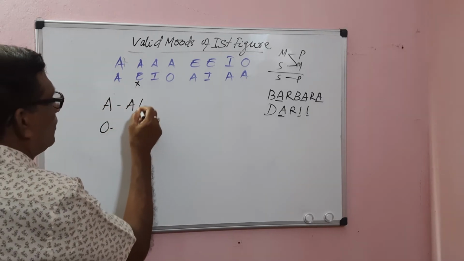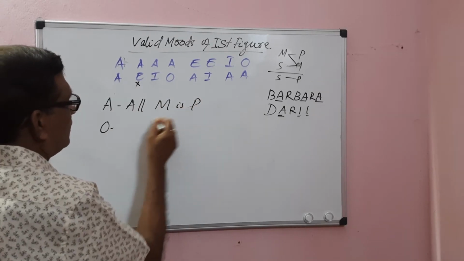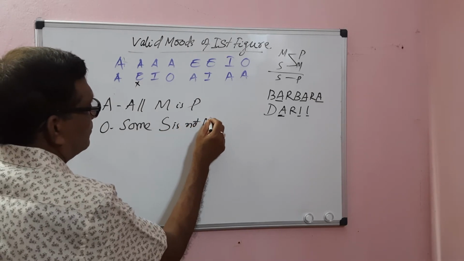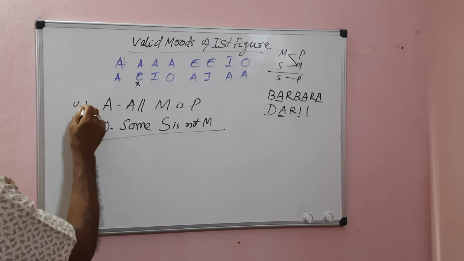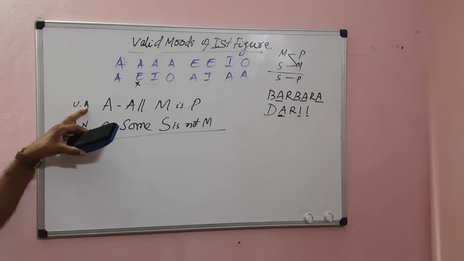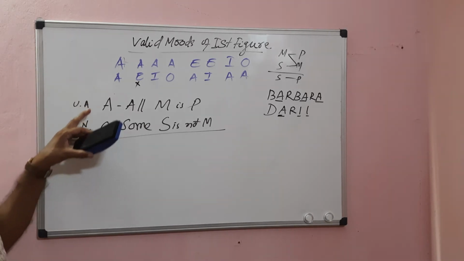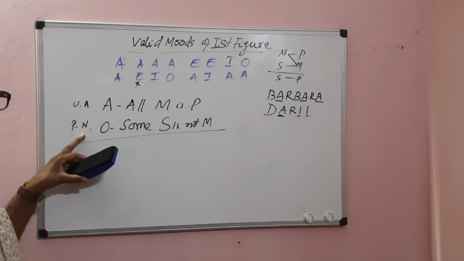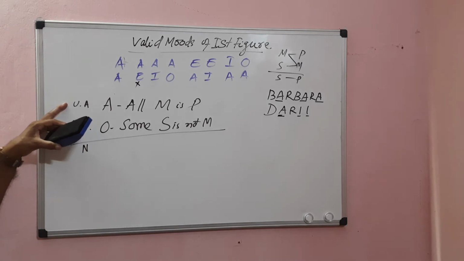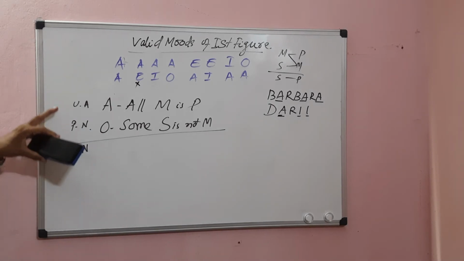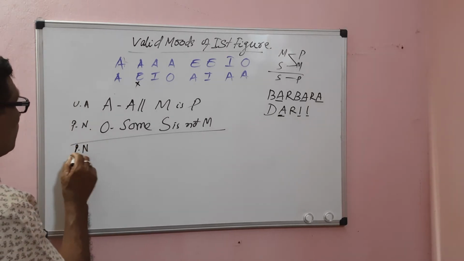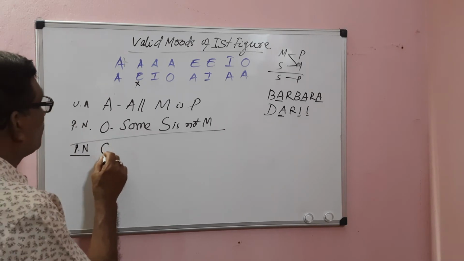AO: all M is P, some S is not M. The major premise is universal affirmative, and this is particular negative. One premise is affirmative, another premise is negative. According to the rule, if one of the premises be negative, the conclusion must be negative. Here the conclusion must be negative. One premise is universal, another premise is particular. If one premise is particular, the conclusion must be particular. Then the conclusion will be particular negative. Particular negative means O proposition.